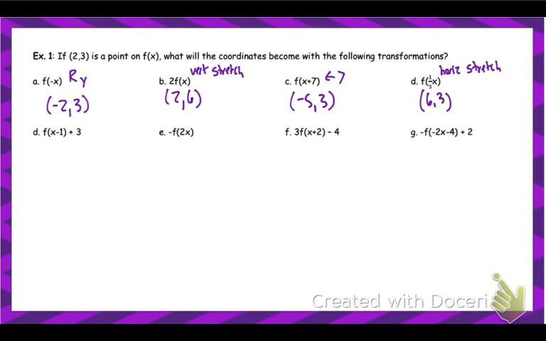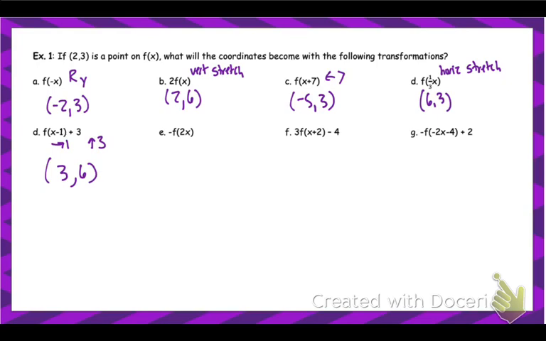All right, next one. We've got 2 transformations, but again, pretty simple because one of them is horizontal and one of them is vertical. The horizontal transformation, I'm going right 1. The vertical transformation is up 3. So that means I'm going to take my x-coordinate and add 1, and I'm going to take my y-coordinate and add 3.